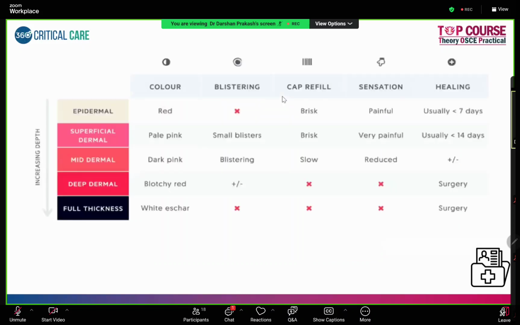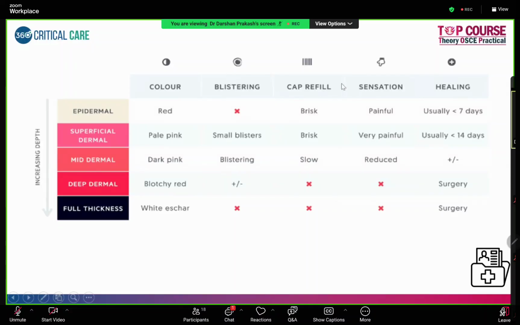Coming to the next understanding, this actually is a tabular format of the same thing which I've already mentioned earlier. Only thing that you need to remember is, whenever you're asked to categorize based on the thickness, you can describe the answer in the following headings. Just write the layers of the skin on one side, and depending on the type of involvement, you can tell what is the type of capillary refill, sensation, and healing.